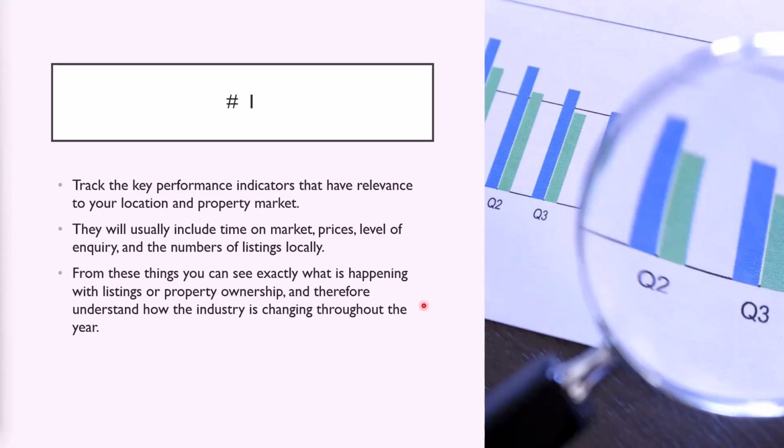Now, from these things, you can see exactly what is happening with your listings or property ownership. The property ownership and the location, what are they needing help with? Because you are the service solution that can be offered in the location. And of course, understand how the property market is changing throughout the year, because it is now changing. And your real estate business should also change. Your prospecting, your negotiating, your marketing should change within the changes of the market right now.